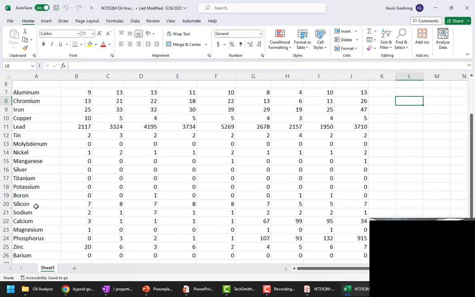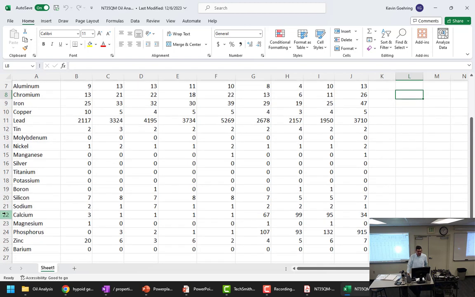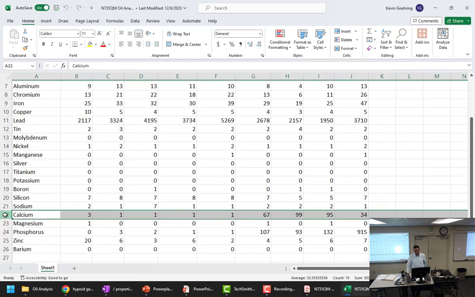boron, silicon. What's silicon? Gaskets? Dirt. Sodium. Salt. Dirt. Probably dirt. Calcium. Dirt. Well, let's check out calcium. What happened here? What's going on? Crazy over there. What'd you do?